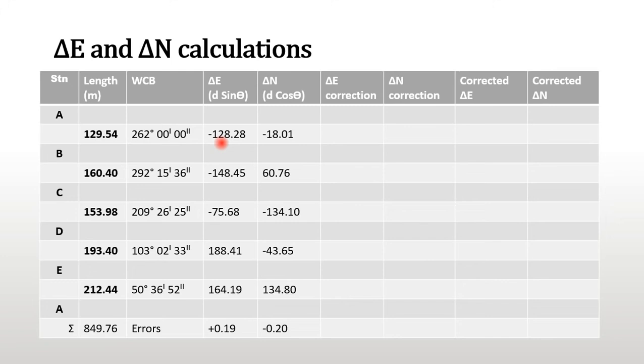And also the change in northings, so you multiply. I've indicated the formula here, that is we have d cos theta. For d you substitute 129.54, and then you multiply this figure by cosine 262 degrees, and the answer to two decimal places is minus 18.01 meters. So the negative sign indicates that you are going down the north.